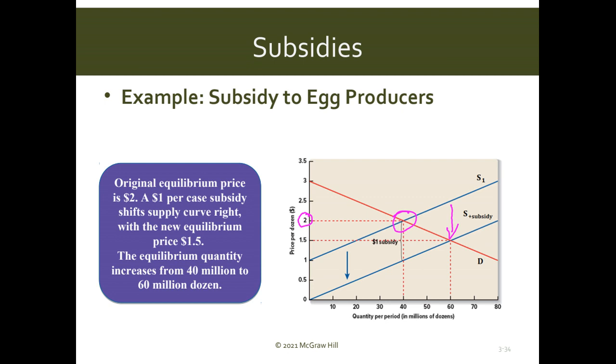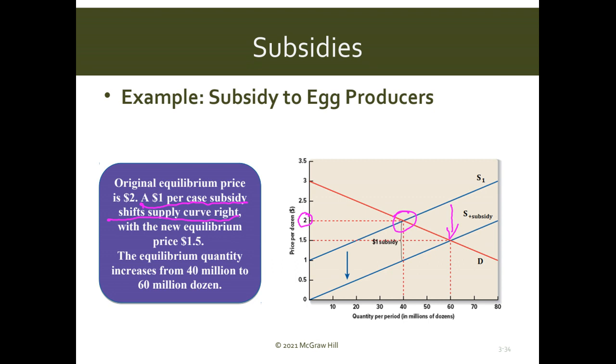A $1 per case subsidy shifts the supply curve rightward or downward, same thing. Okay. So instead of $2 taxes, now I'm taking a $1 subsidy. You could have taken a $2 subsidy, no issue, but you have to change the numbers accordingly.